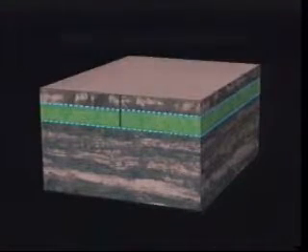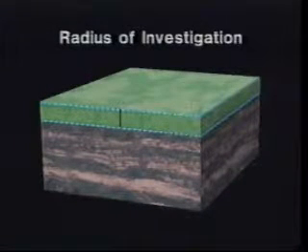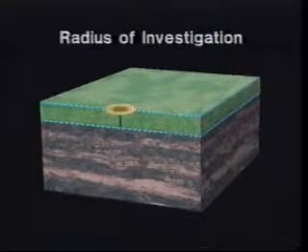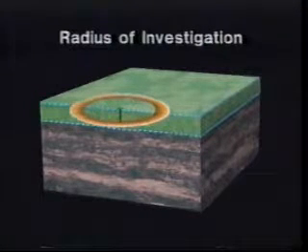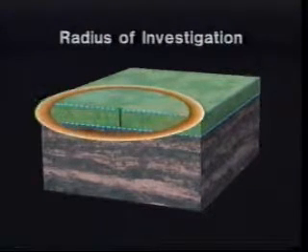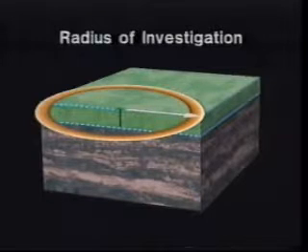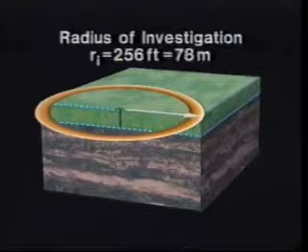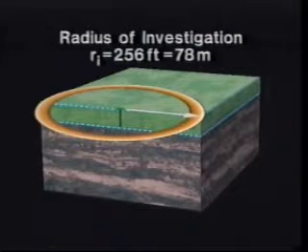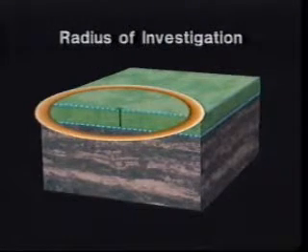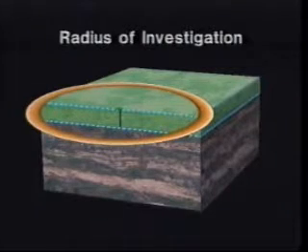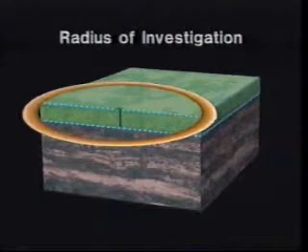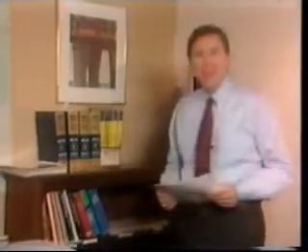Finally, by using the test data and the calculated results, we may estimate the radius of investigation, the radius that the pressure transient, which we introduced by shutting in the well, penetrated into the formation. Our calculations show it to be about 256 feet, or 78 meters. If we had wanted to investigate further into the formation, we would have needed to test for a longer period of time. We see that conventional methods of interpretation provide us with a substantial amount of information about our reservoir system.